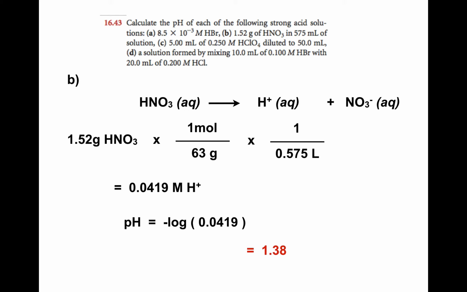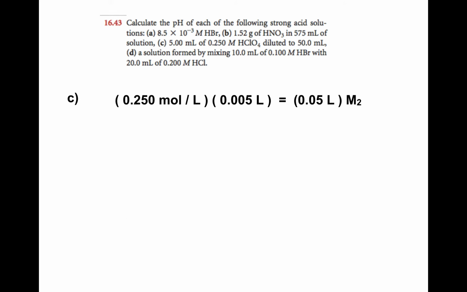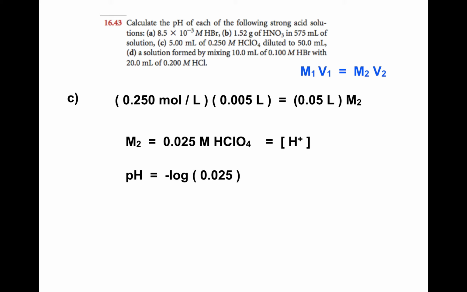All right, so 5 milliliters of 0.2 molar perchloric acid are added to 50 milliliters of water. Oh, so this is a dilution problem, right? So we dilute the acid, right? So M1V1 is equal to M2V2. We solve for M2, and that's the H plus concentration. Take the negative log and get the pH.